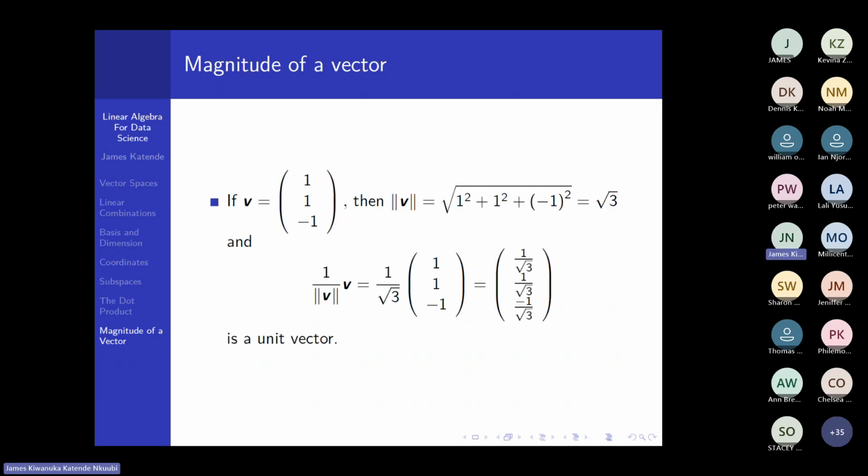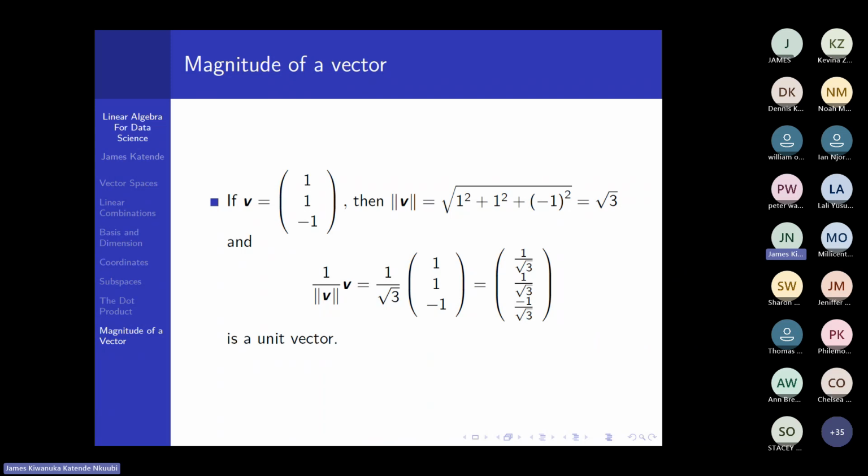Let's see if we have an example. Here is an example. We have a vector v. This is definitely not a unit vector because its magnitude is the square root of 3. That is not 1, and therefore this is not a unit vector. But you can construct a unit vector from this one by using the scalar 1 over the magnitude of v and multiplying it by v. So 1 over root 3 multiplied by the vector v will give us this vector.